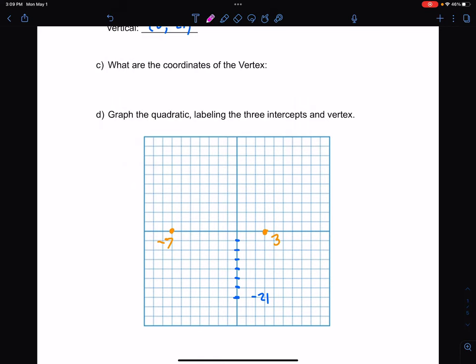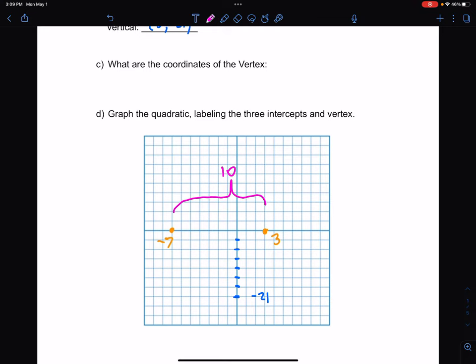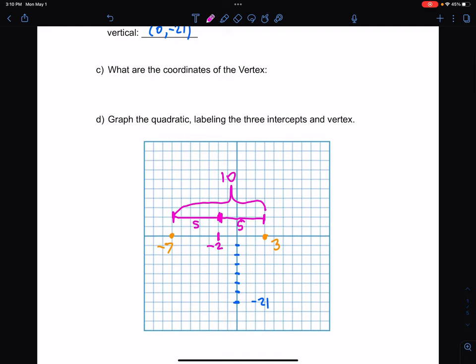Let's go with hot pink here. Look, I got 10 right here. They're 10 away from each other. Half of 10 would be 5. So I'm looking for something that's 5 away from negative 7. 1, 2, 3, 4, 5. And 5 away from 3. That'll be right in the middle, right? Because half of 10 is 5. Well, that's looking like negative 2 to me. Negative 2. Problem is, that's just the x value, okay?